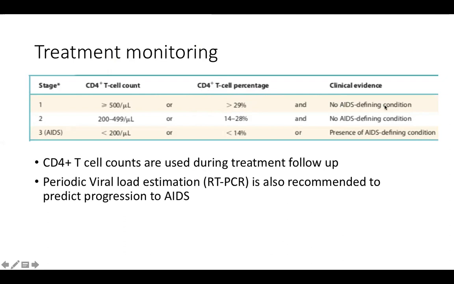And there will be no AIDS defining condition. So all that big list I showed you of opportunistic infections and malignancies are known as AIDS defining conditions. So they won't be there.